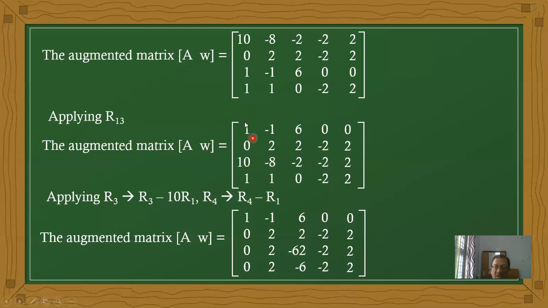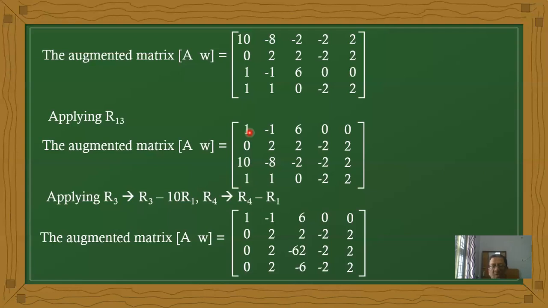Now the leading coefficient is 1, therefore convert the remaining values into zeros. Here it should be 0. Okay, how is it possible? 10 minus 10 is 0. 10 belongs to the third row and 10 should come from the first row. Therefore 10 times the first row. So the row operation is R3 minus 10 R1. And the next row operation for R4 is just a simple subtraction of these two, therefore R4 minus R1.